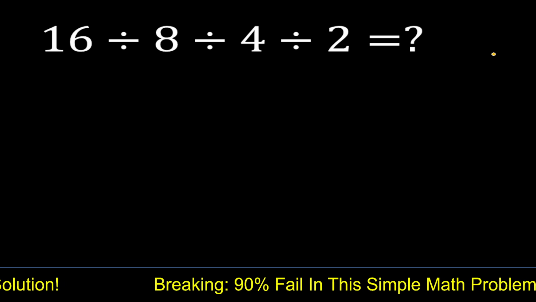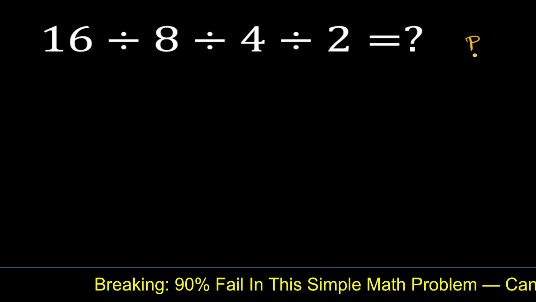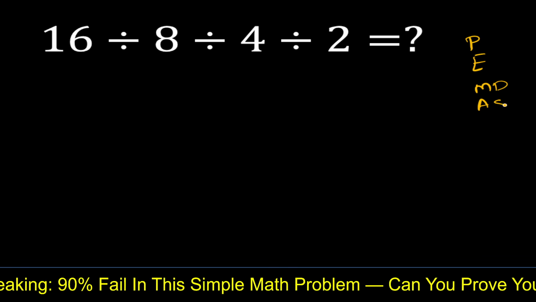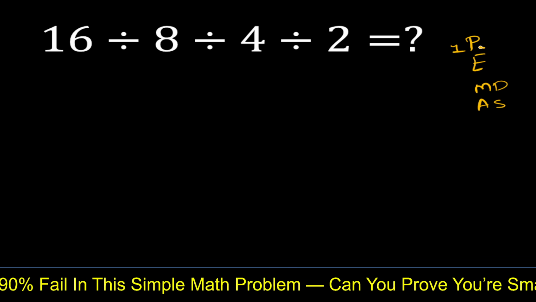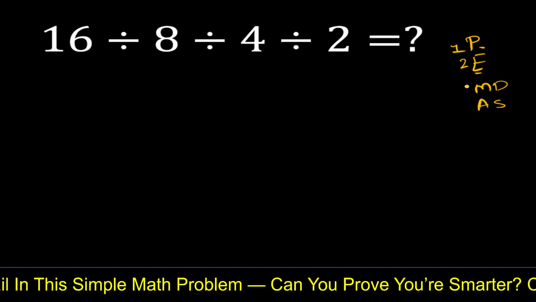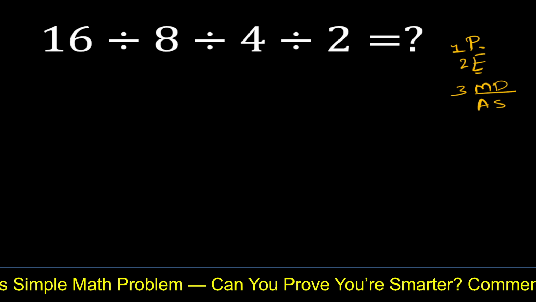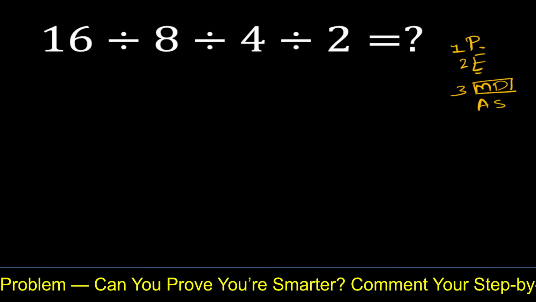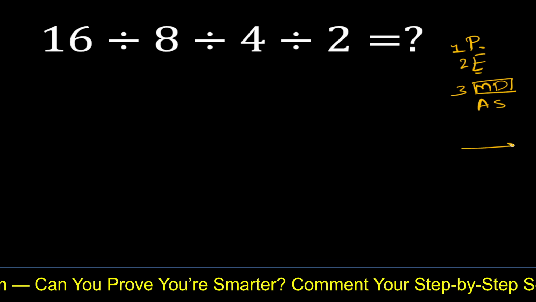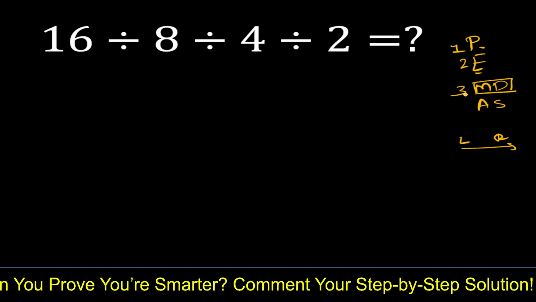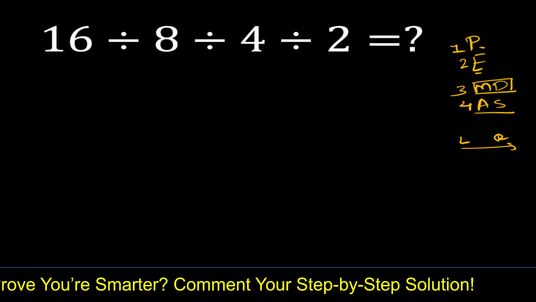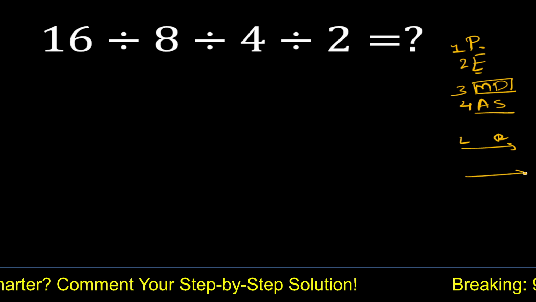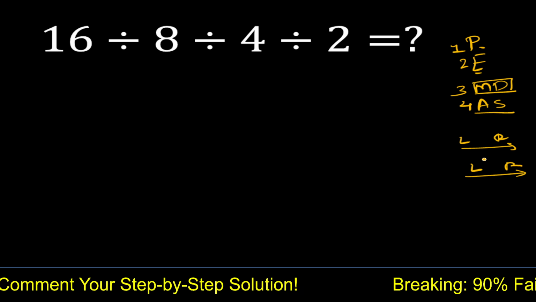PEMDAS. P-E-M-D-A-S. According to PEMDAS, first priority is parenthesis, second priority is exponents, third priority is multiplication and division. Here multiplication and division both have equal priority. So we have to solve it from left to right. And fourth and last priority is addition and subtraction. Also addition and subtraction both have equal priority. So we have to solve it from left to right.